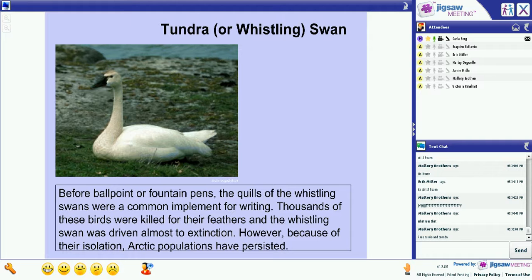Now, one of the animals that lives in the Arctic region is the tundra, or the whistling swan. Would anyone like to read this who has not read yet? Haley, go ahead. Brayden, you can read the next slide. Make sure you hold your talk button down. It came on quick and I heard you for a second and then you popped away.